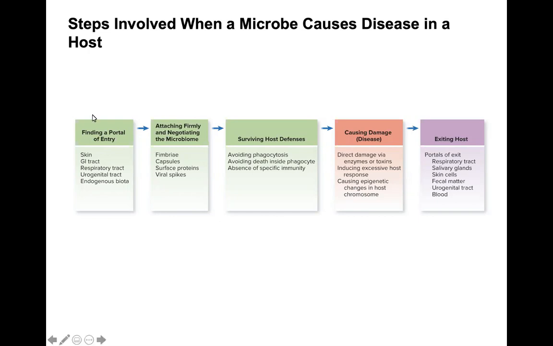The second step is attaching firmly and negotiating the microbiome. And this will be through virulence factors called fimbriae, capsules, surface proteins, and viral spikes. Third step would be surviving host defenses. This would be avoiding processes like phagocytosis or death inside a phagocyte or absence of specific immunity, evading host both innate and adaptive immune responses.